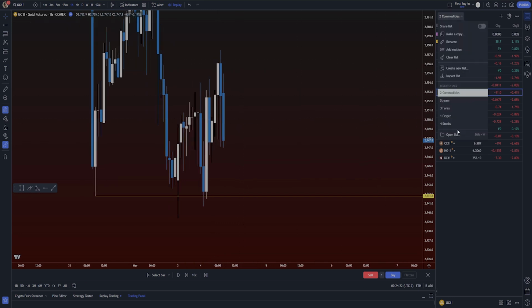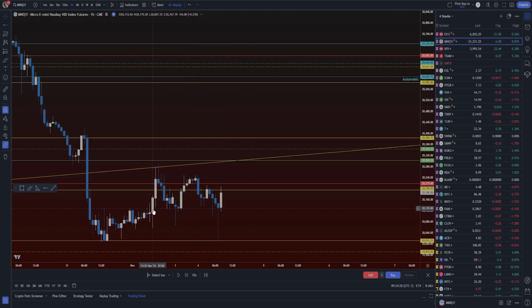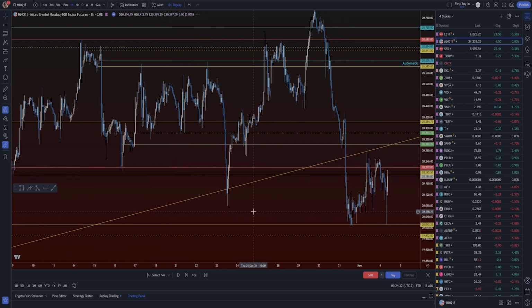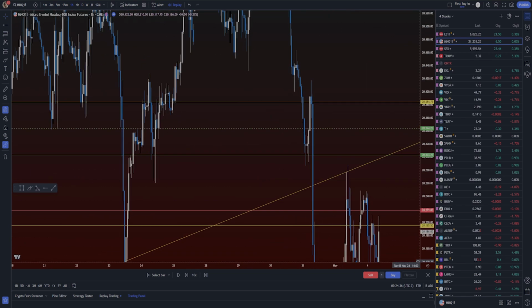Now, I'm going to do this on stocks as well. Just go to like ES1 or MNQ, ES1. Yeah, that's fine. So let's actually go take a look at something on the NAS as well. Where should we go?